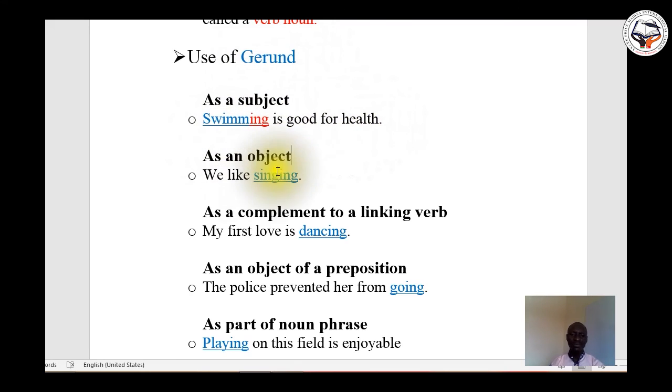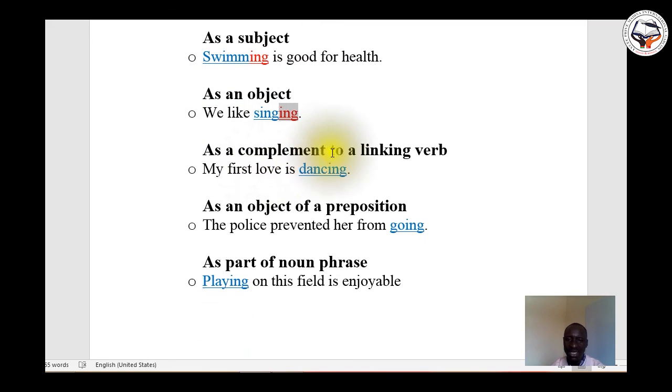All right. As an object, for example: we like singing. As an object, you see, we have written the ing form. We put the ing form to the verb, right? As a complement to a linking verb: my first love is dancing. You see, very simple.